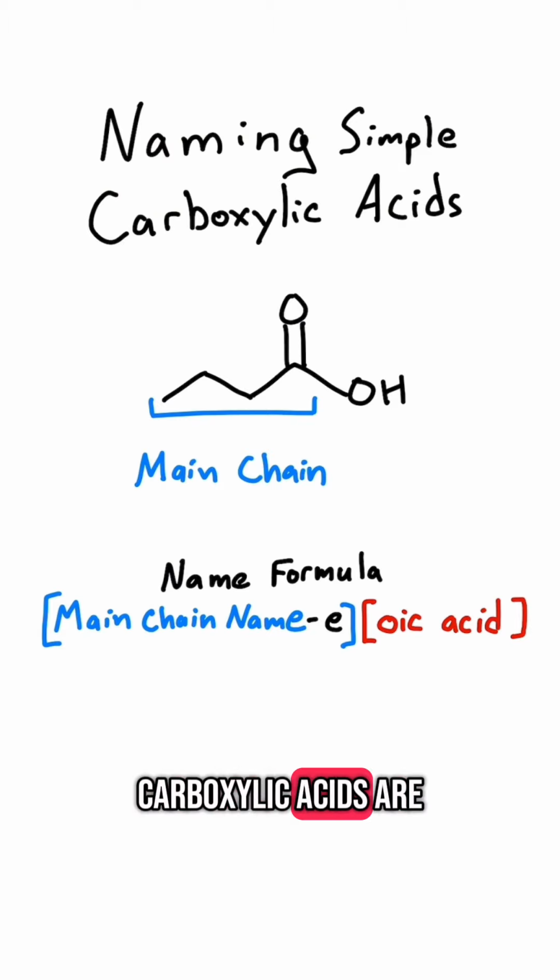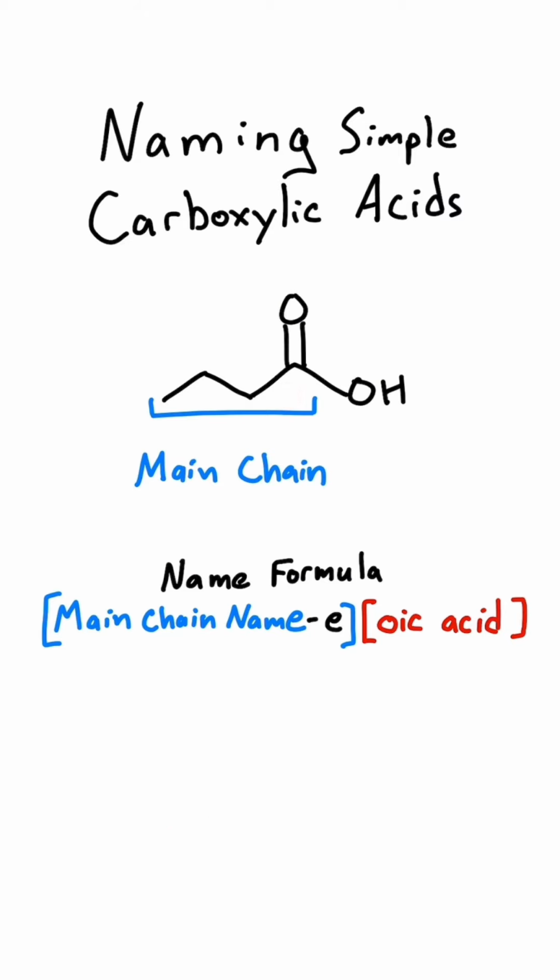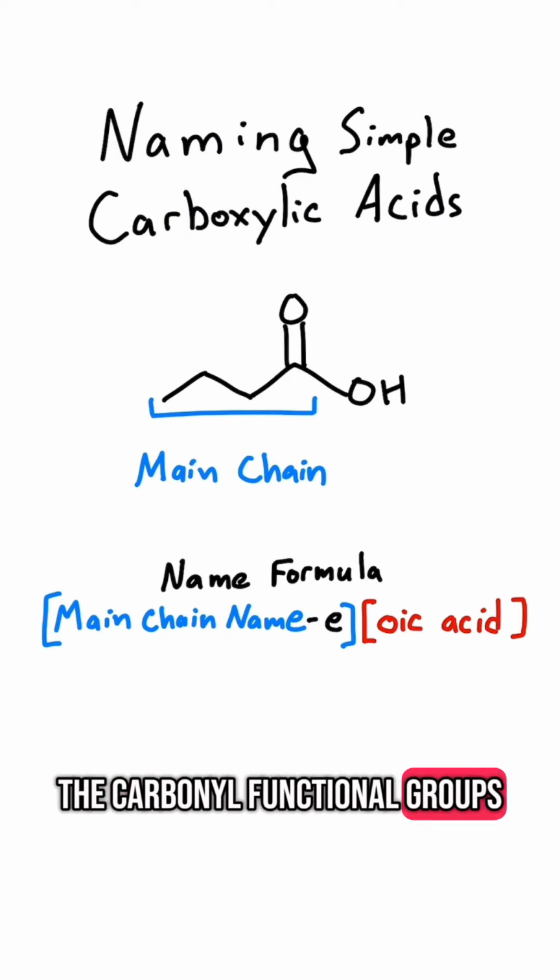Remember, carboxylic acids are organic molecules that have a carbon chain like this, and then have this carbon double bonded to an oxygen. That carbon is then bonded to an OH. And remember, this right here is a carbonyl, so it makes it one of the carbonyl functional groups.